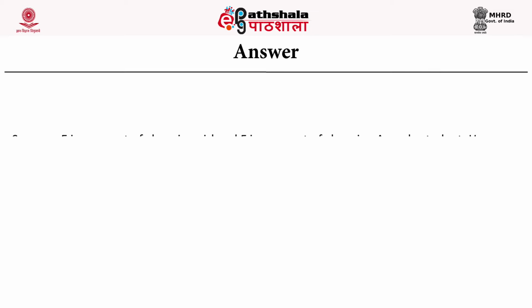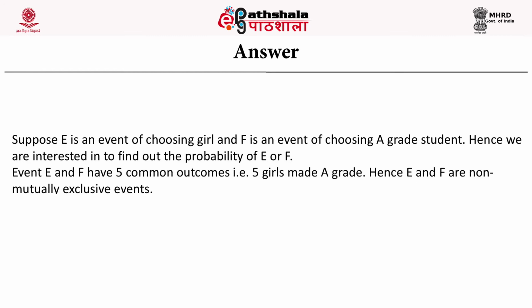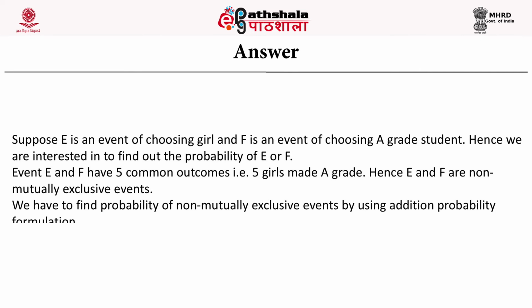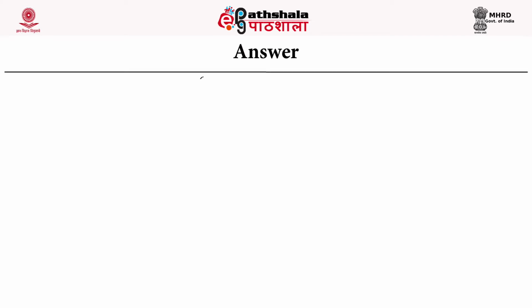The answer here is: suppose E is an event of choosing a girl and F is an event of choosing an A grade student. Hence, we are interested in finding the probability of E or F. Events E and F have 5 common outcomes, that is 5 girls made an A grade. Hence, E and F are non-mutually exclusive events. We have to find the probability of non-mutually exclusive events by using the addition probability formula. Here the probability of E is equal to 6 by 13, the probability of F is 9 by 13, and the probability of E intersection F is 5 by 13.